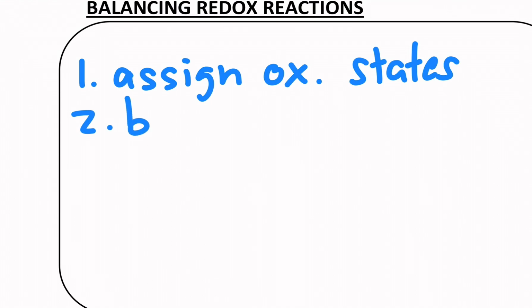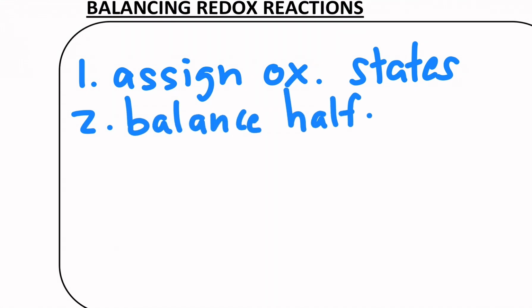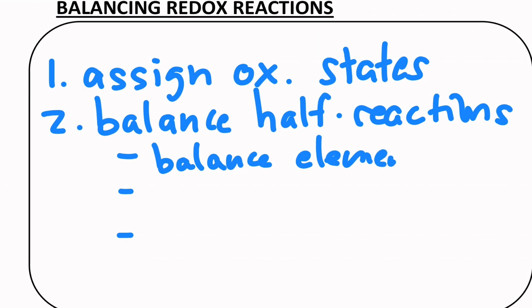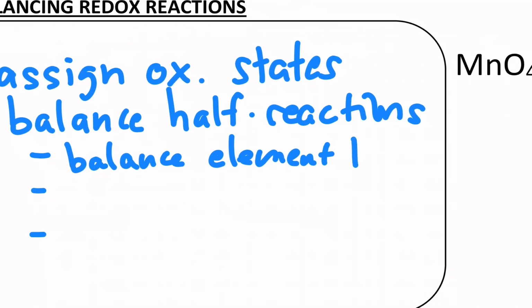Number 2, we balance half reactions. And rule 2 is actually a bit involved. It is 3 steps. 1, 2, 3. Step 1, you balance the element that changes.